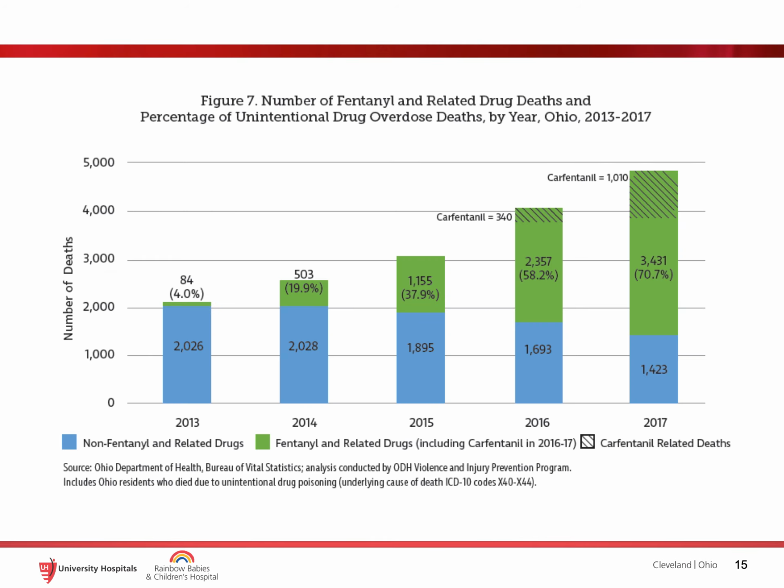So this chart shows the number of fentanyl and related drug deaths that are unintentional from overdoses. The green is the fentanyl, and the blue is the prescription medications. So you're noticing there's a decrease again in those prescriptions.